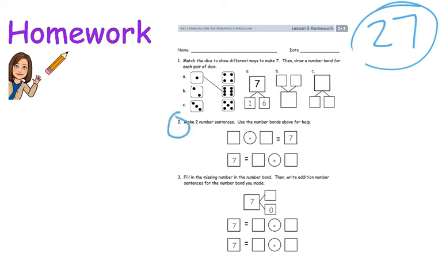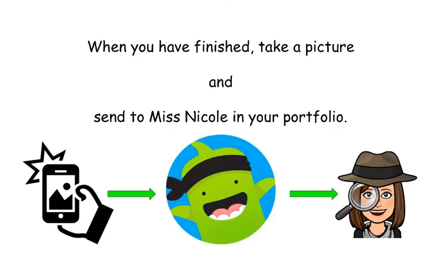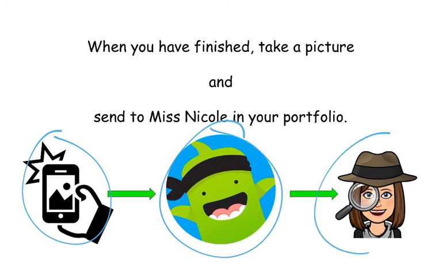Problem number 2 says make 2 number sentences, use the number bonds above for help. So you're going to use these number bonds and write 2 equations, okay? So take one of these number bonds and bring it down here and put it into the equations. And then your last one is fill in the missing number in the number bond, so it's missing something. Then write the addition number sentences for the number bond you made. So you're going to fill in this missing part, then you're going to write the equations. When you're done with all of that, please take pictures, upload on Portfolio, and I will grade them.